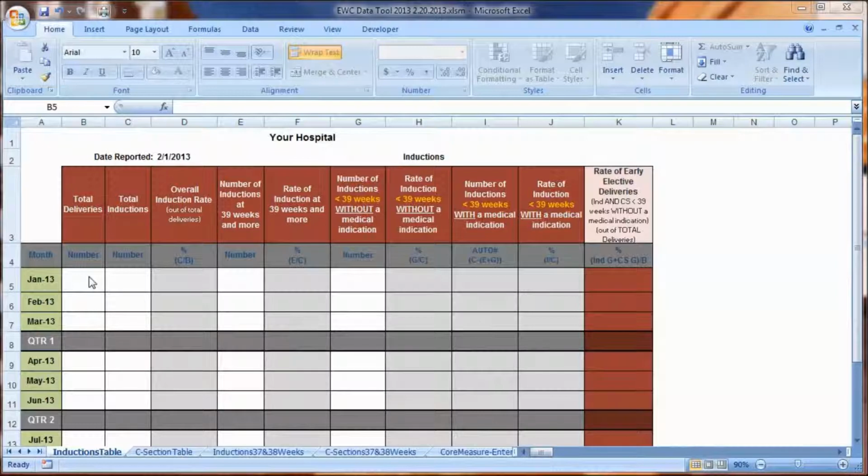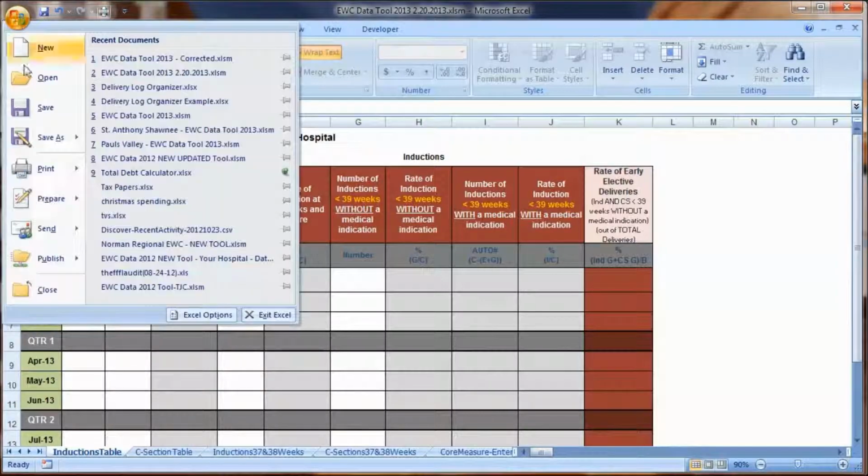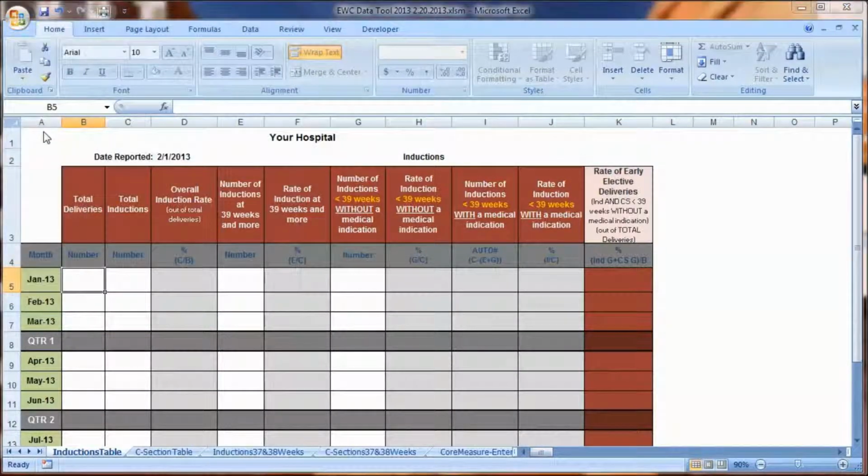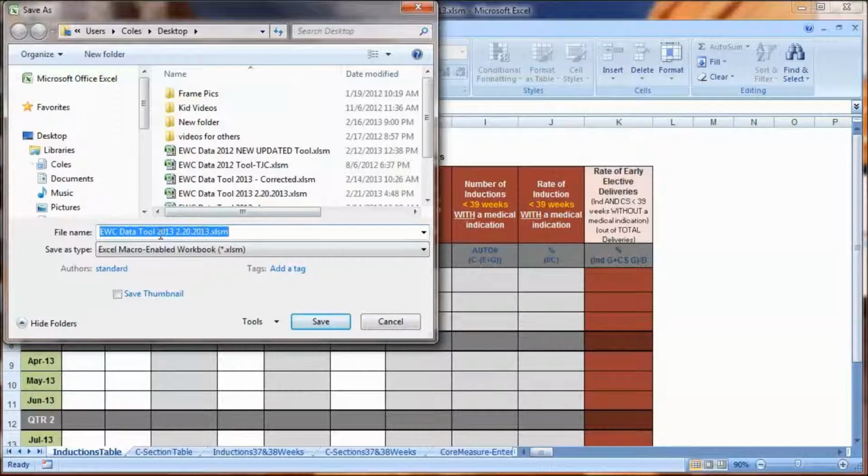To begin using the 2013 tool, your file first needs to be personalized. This can be done by saving the file, ensuring that your hospital name is included at the beginning of the file name.